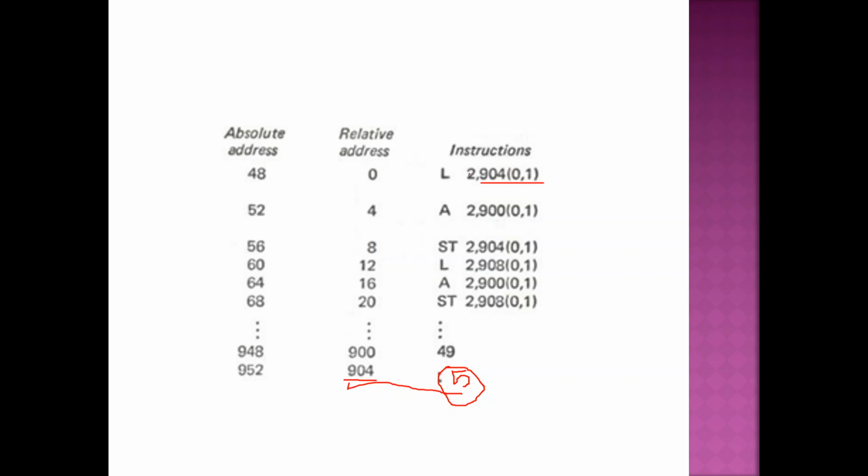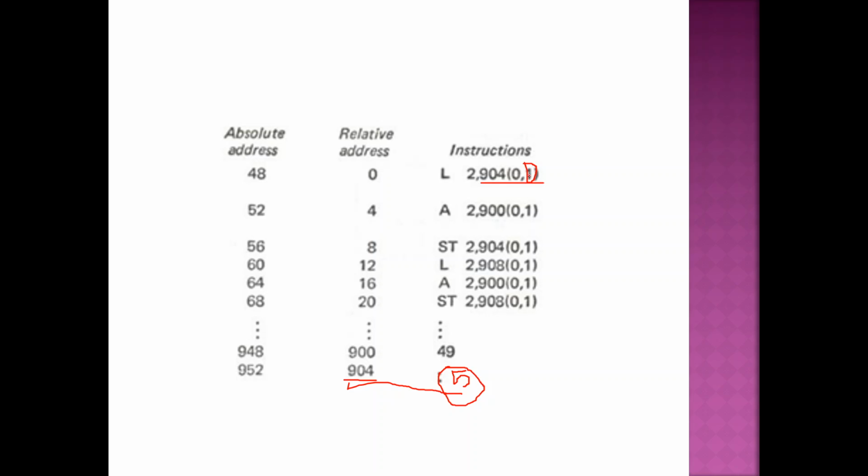I'm going to say in location 904 there is data 5. I have to add that 5 to 49, let us assume that is my program. So 904 is the memory location, but that is only a relative address. It cannot be taken forward, because when I load it to the main memory, the address is going to change, right? How will I come to know what that address is? The basic thing you should understand here is something called your base register.